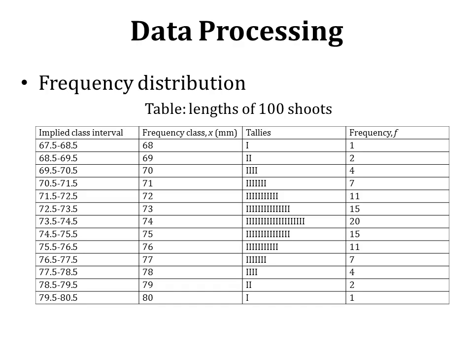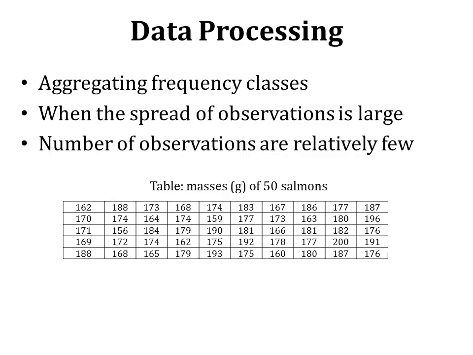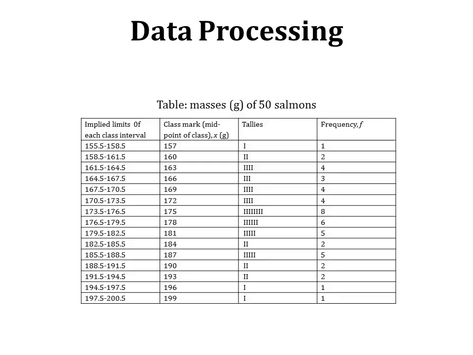And all of the tables must be followed with specific captions, describing what kind of table it is and what it is describing. And then we saw that if we have a large spread of observations and the number of observations is relatively few, then we can make the frequency classes by aggregating different frequency classes, and we did an exercise on that as well.